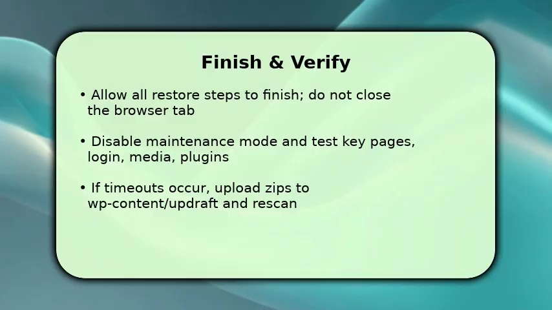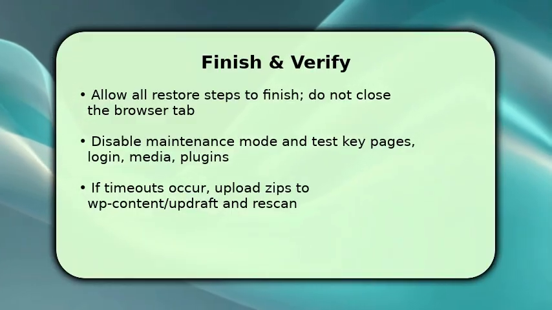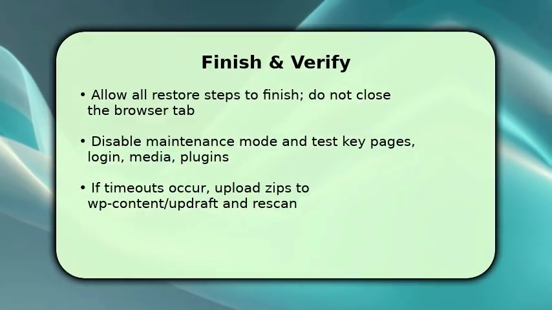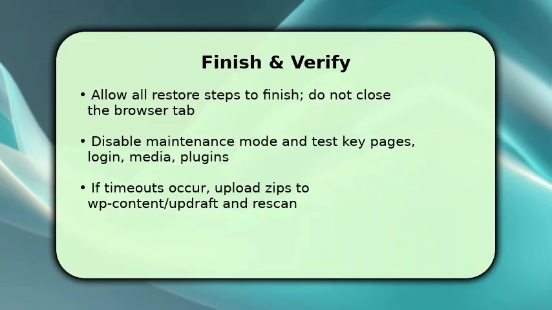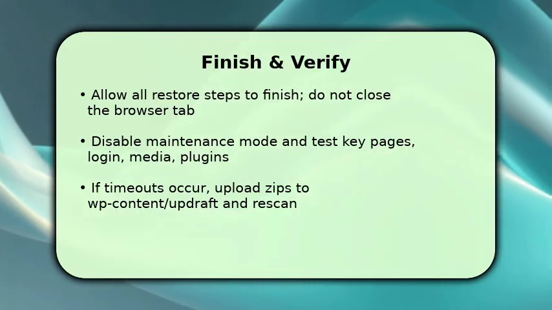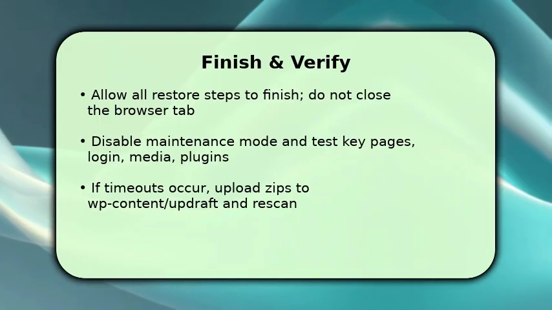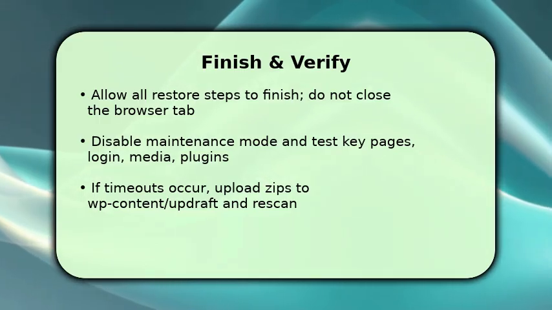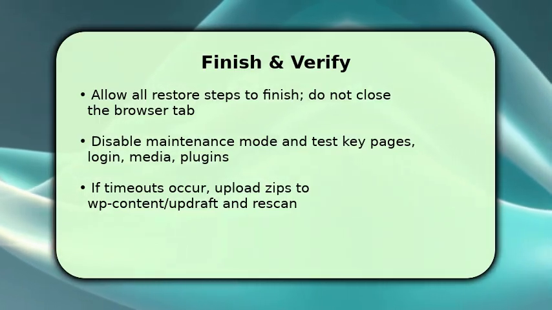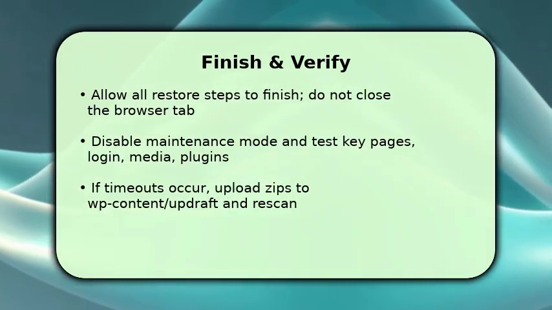If something fails, timeouts, or missing files, use the key troubleshooting tip. Upload the backup zip files into wp-content/updraft via FTP. Then click Rescan/Existing Backups in UpdraftPlus and run Restore again. This avoids server timeouts.